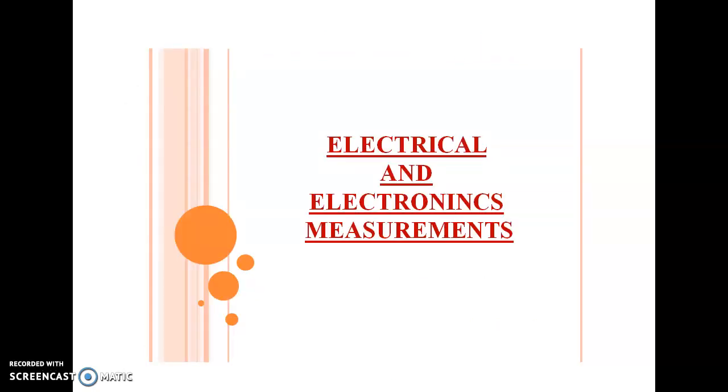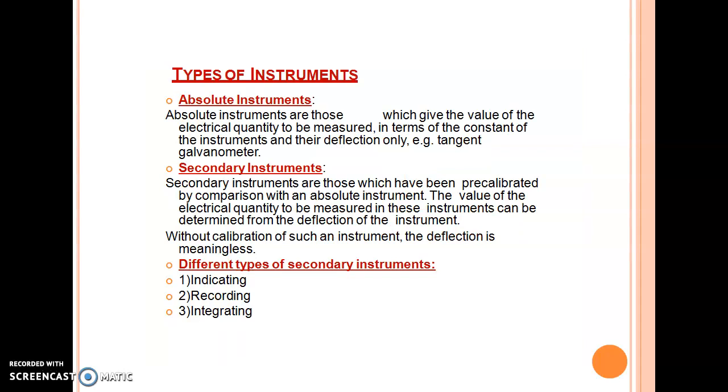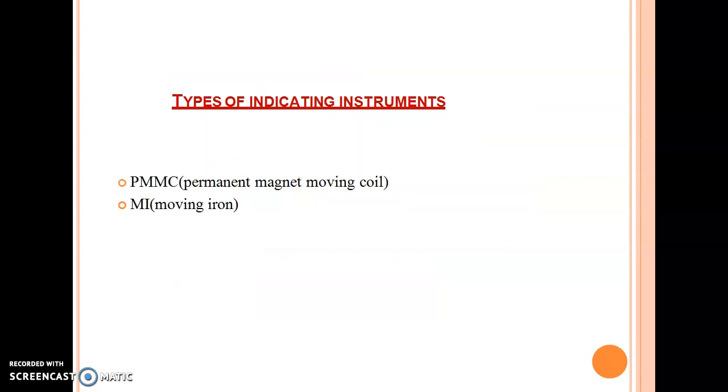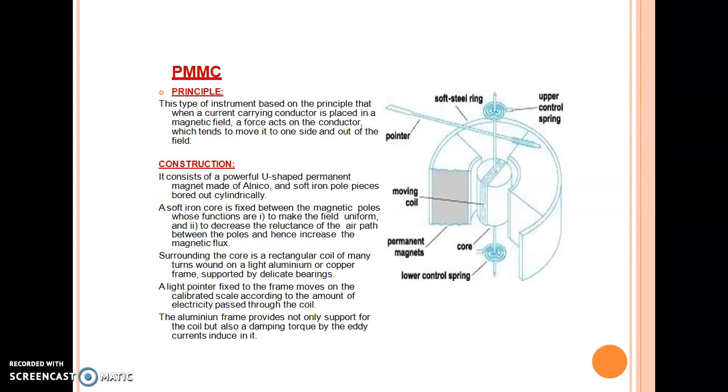And we will discuss electrical and electronics measurements, different types of instruments, absolute and secondary instruments, and types of secondary instruments, again three types: indicating, recording, integrating. Types of indicating instruments are permanent magnet moving coil and moving iron.